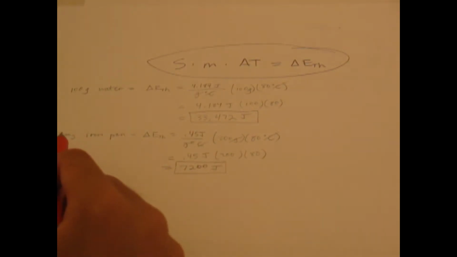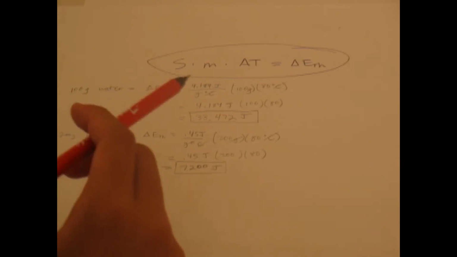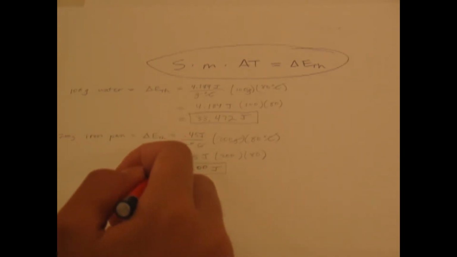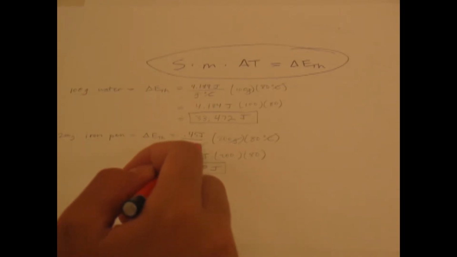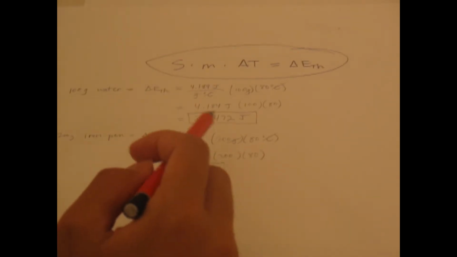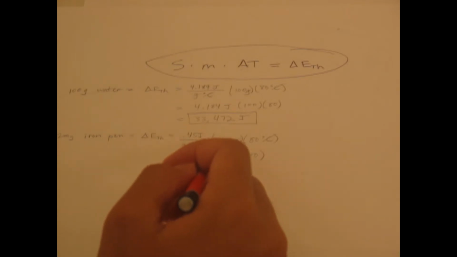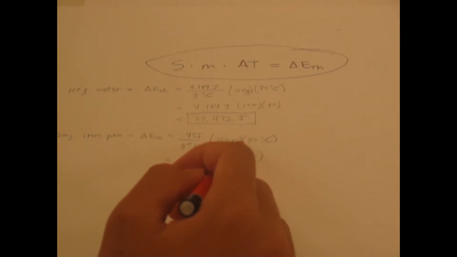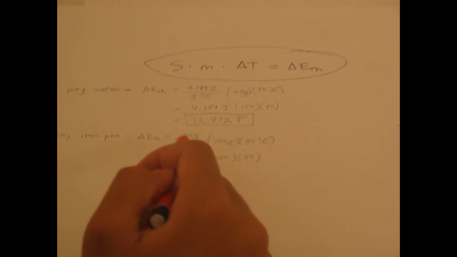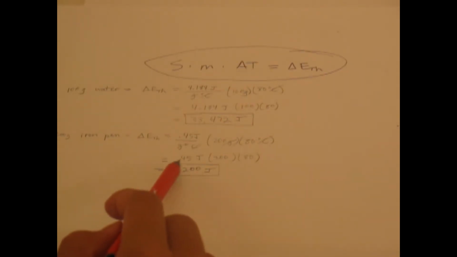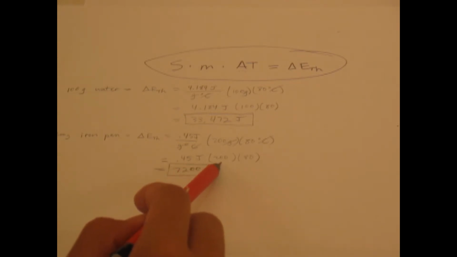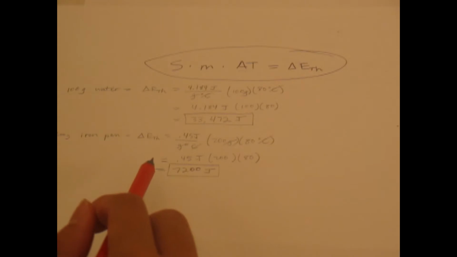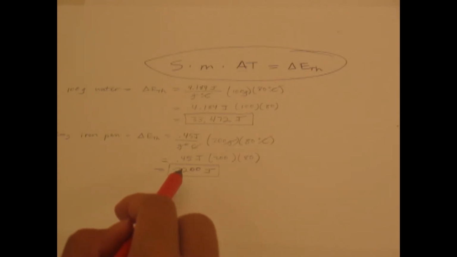Now on to the 200 gram iron pan. So the change in thermal energy is equal to 0.45 joules over grams times degrees Celsius, the specific heat capacity. And then you multiply that by the mass, 200 grams, and you multiply that by the change in temperature, which is 80 degrees Celsius. And once again, the units cancel out, leaving you with 0.45 joules times 200 times 80 equals the change in thermal energy, and that gives you 7,200 joules.